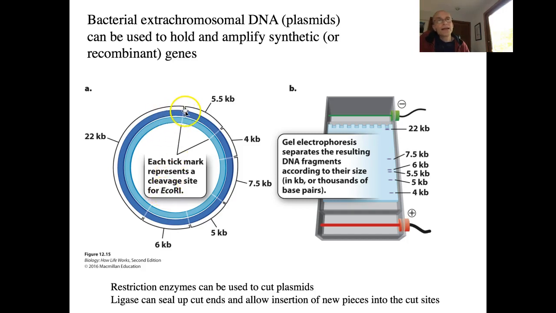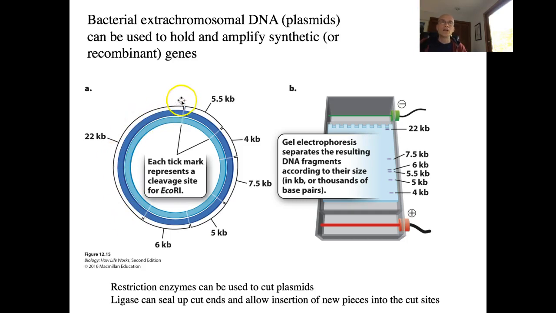And so if you have a plasmid that has these cut sites here and here and here and here and here and there, those are the places where it can cut. That means you will get pieces of DNA after cutting this entire plasmid up with that enzyme of the following sizes. This is 5.5 kb. This is 4 kb, so 4,000 base pairs. This is 7.5 kb. This is 5, 6, and 22 kb.